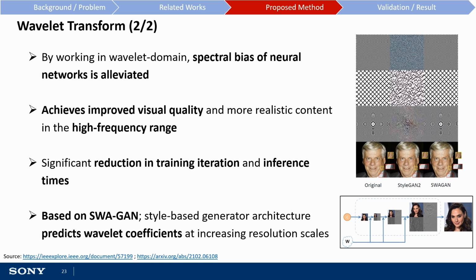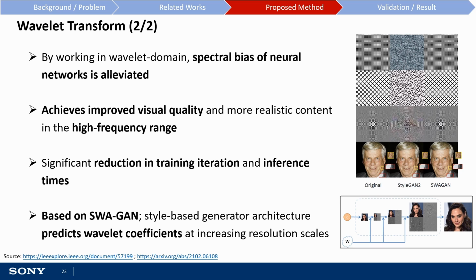So by working directly in the wavelet domain, rather than image or feature space, the spectral bias of neural networks can be alleviated. As showcased on the image on the right, this technique also achieves improved visual quality and generates more realistic content in the high frequency range. SWA-GAN produces patterns that elude the state-of-the-art models such as StyleGAN2 even in an overfitting setup, where the training set includes only a single image in the case of this slide.